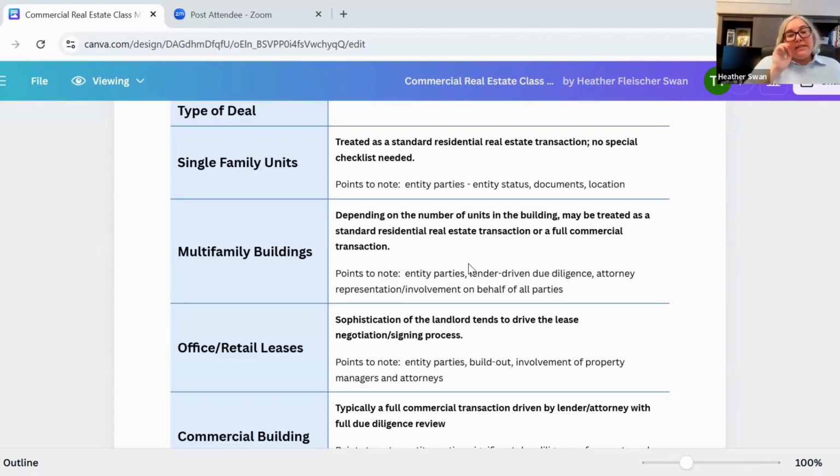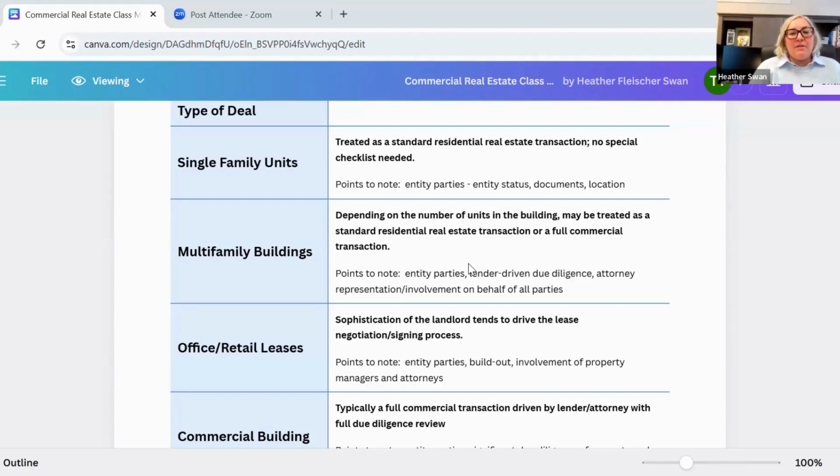So some important points to note here: if you're doing a multifamily building, your parties to the sale are very likely to be entities on both ends. I can't imagine someone buying a multifamily building in their individual name. So you're going to have the entities as your parties to the contract. You'll now have probably a lender-driven due diligence process, right?